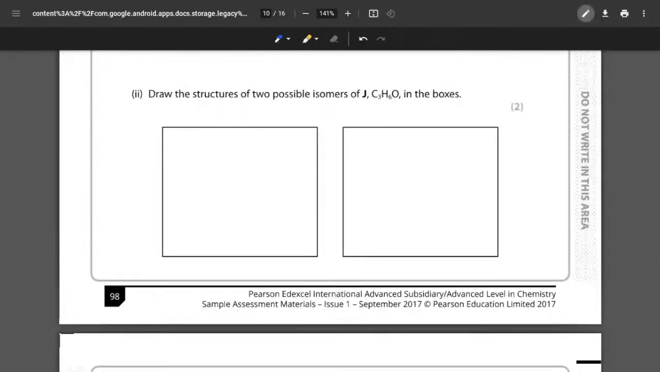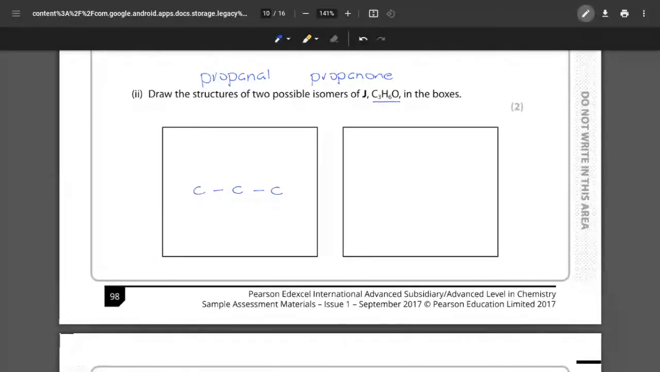Now we want to look at what the possible structures could be for the isomers. And we know that it's going to be C3H6O. And if we've got the alcohol, we're either going to be making propanal, which is the aldehyde, or propanone. And because it doesn't specify what type of structure that is, you can either have skeletal structure, structural formula, or displayed. I am going to draw displayed just to make it nice and clear.